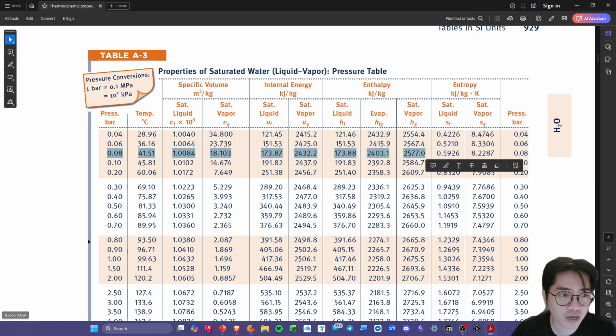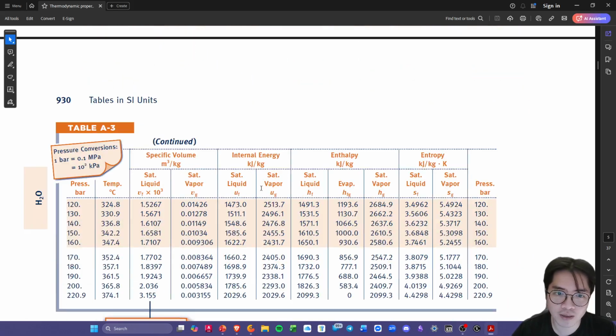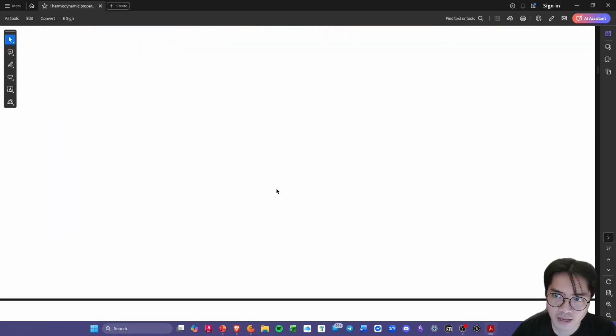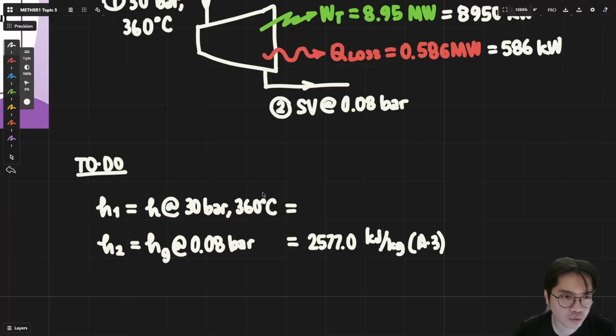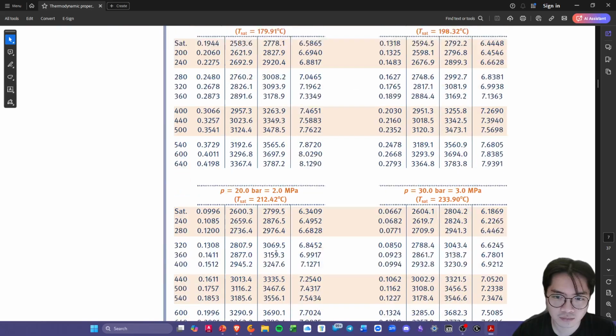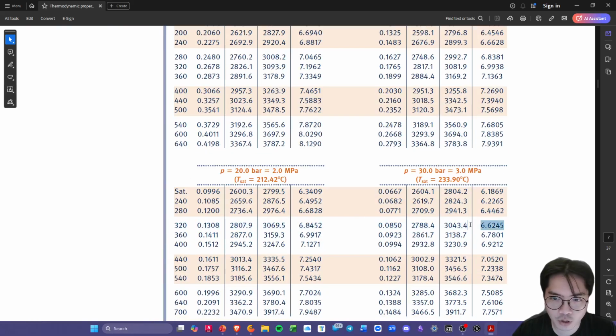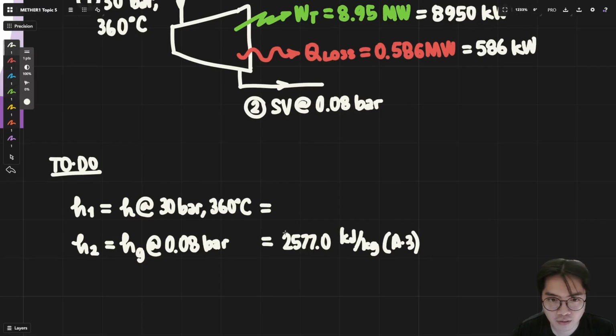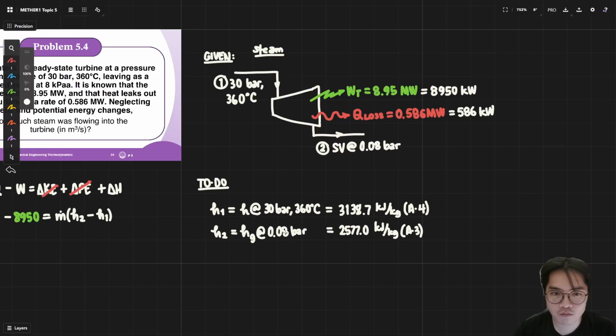And then your H1 is going to be superheated vapor. We were given a pressure and a temperature. So we will get it from 30 bar 360. 30 bar 360, there you go. And our H is our third value in here, 3138.7 kilojoule per kilogram, which is from table A4.